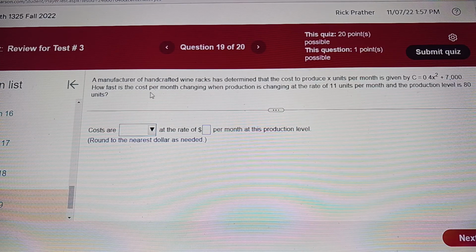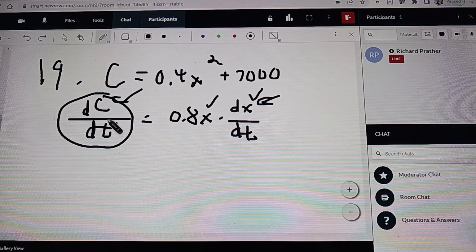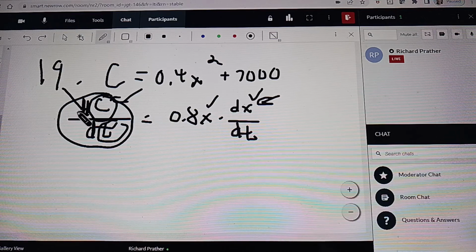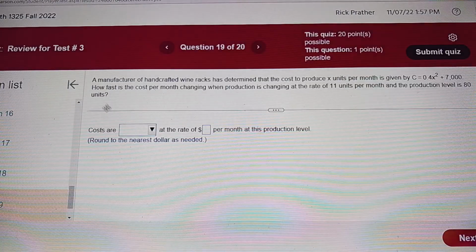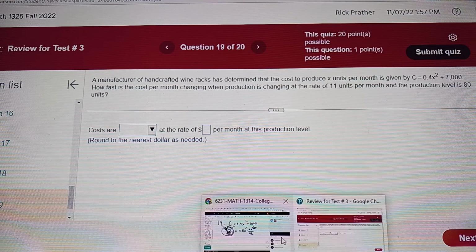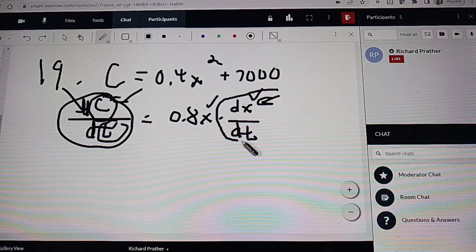How fast is the cost per month changing? Cost per month. That's the unknown here. The cost per month is the unknown. When production is changing at a rate of 11 units per month, production, that's the x. x is changing at a rate of 11 units per month. That's this. This is 11 right here.